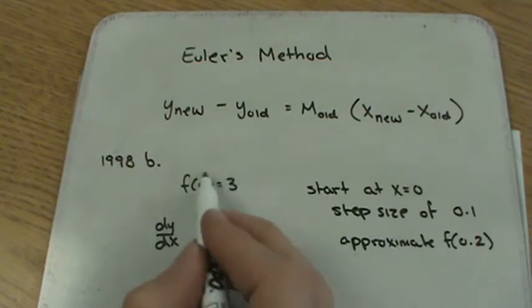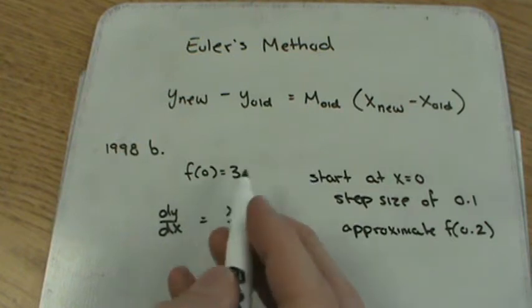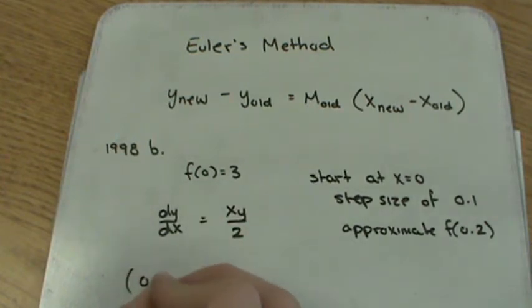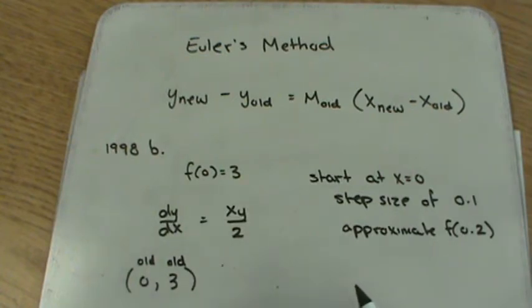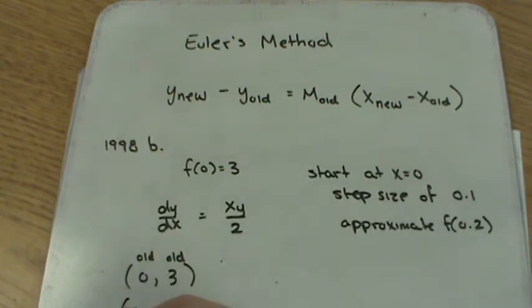We're going to start off with our first point, and that's our initial condition they gave us, f of 0 equals 3. That gives us a point 0, 3. These are our old points. This is our x old and our y old. We're now going to come up with our new points. Now the step size is 0.1, so that's as far as we can go. So we're going to actually do 0.1 comma something. We're not really sure what that is, but this is going to be our x new and our y new.